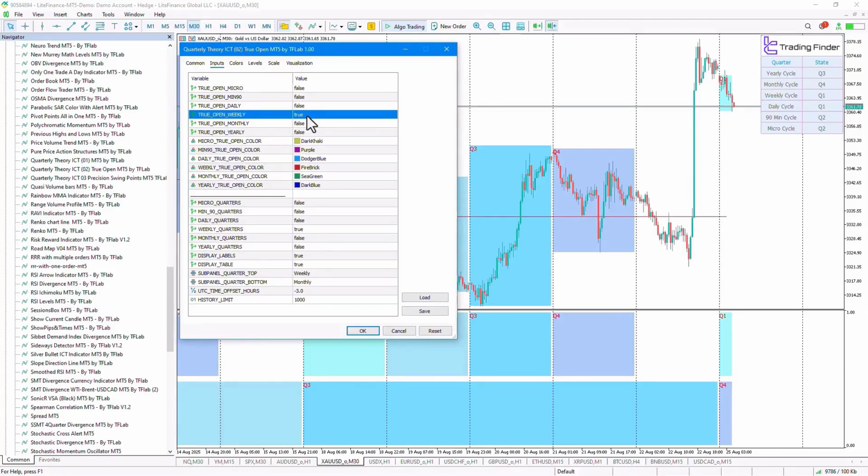In the following input, we can enable or disable the display of weekly true opens, and finally, in the next two inputs, we can enable or disable the display of true opens for the monthly and yearly time frames so that they are drawn on the chart for us.